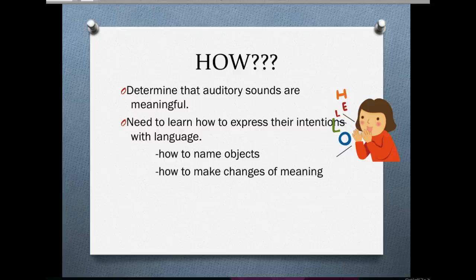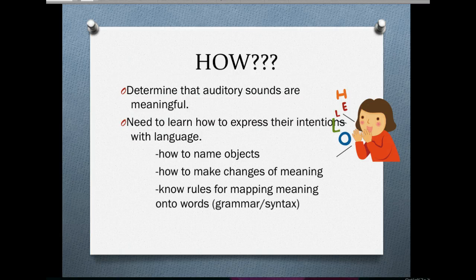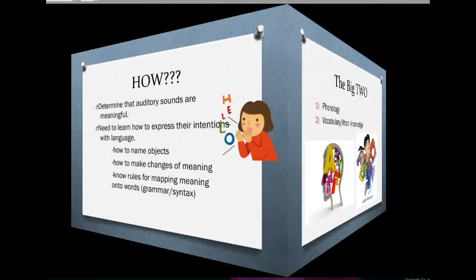And once children start experimenting with language, sometimes you see overgeneralization. So they might say "walk it," or they might call any animal a dog, or if they learn the word plane, they start referring to anything in the air as plane. Children also must know rules for mapping meaning into words, so grammar and syntax.